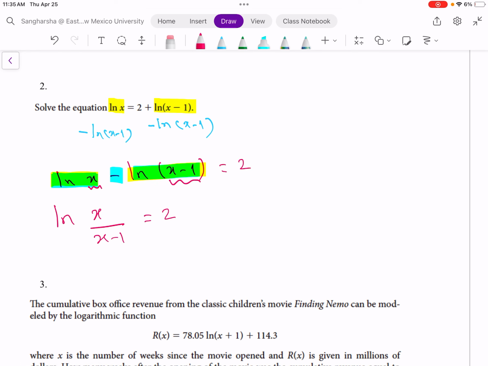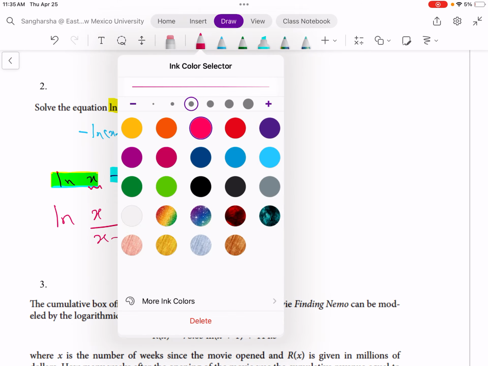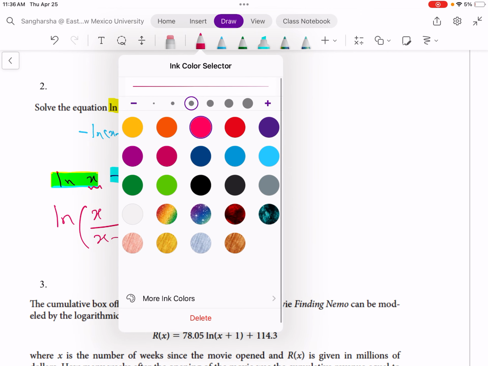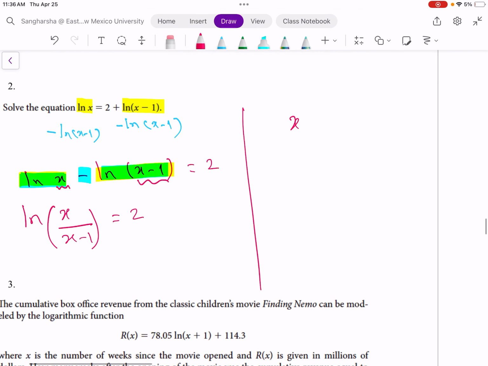Now we get rid of log. Getting rid of log means we are rewriting this equation in an exponential form. You start from whatever you have along with log. So we have x over x minus 1 equals to base. What is our base here? This is our natural log and the base is e. And whatever you have on the other side, we have 2. This 2 will be the exponent, e squared.